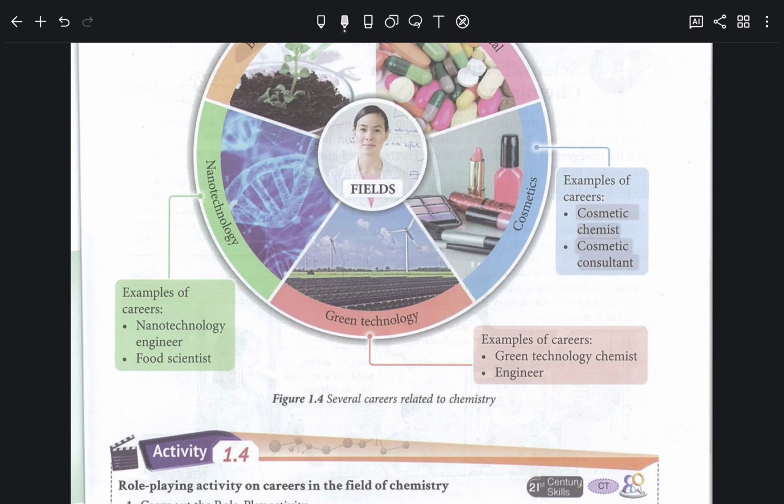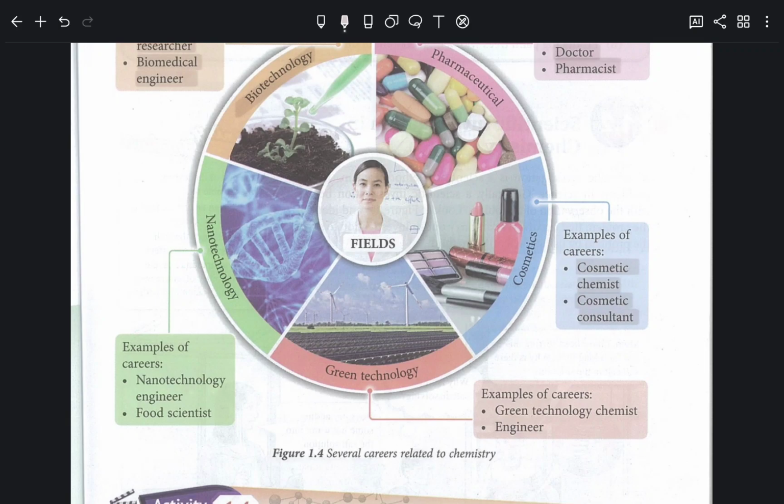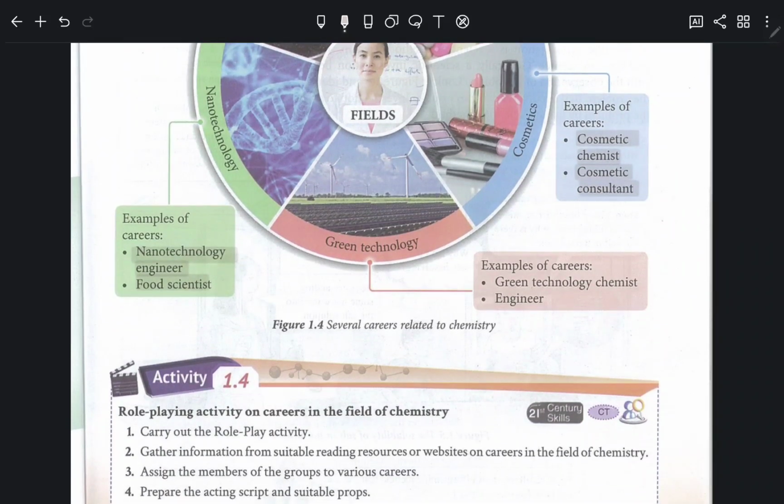Okay, and then in green technology, ada chemical engineer, ada green technology chemist, macam-macam lah. Nanotechnology dia bio, you belajar macam genetic and semua. Food scientist, nanotechnology, engineer and so on. You akan belajar benda-benda ni di sana. So settle lah you punya 1.1. You dah cover all your things.